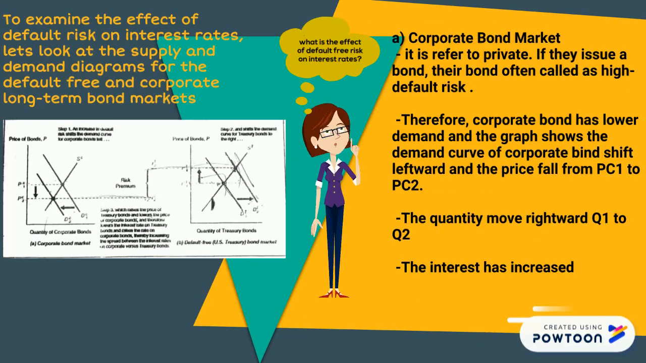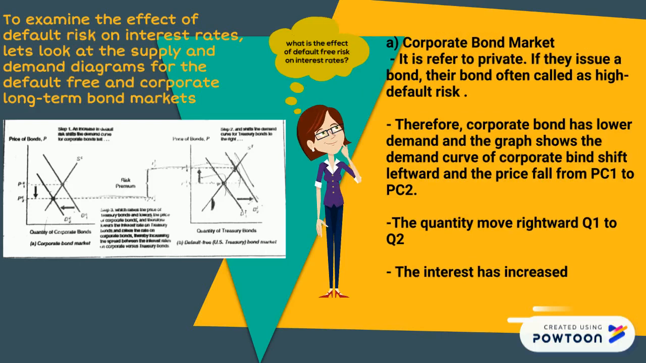We start with the corporate bond market. It is referred to as private. If they issue a bond, the bond is often called high default risk, especially when the company is experiencing financial issues. Thus, when it is high risk, it means that after the maturity period, the issuer of the bond may be unable to repay people's money and dividend. Therefore, corporate bonds have lower demand and the graph shows the demand curve of corporate bonds shifting leftward and the price falling from PC1 to PC2. The quantity moves leftward from Q1 to Q2 and lastly the interest rate has increased.